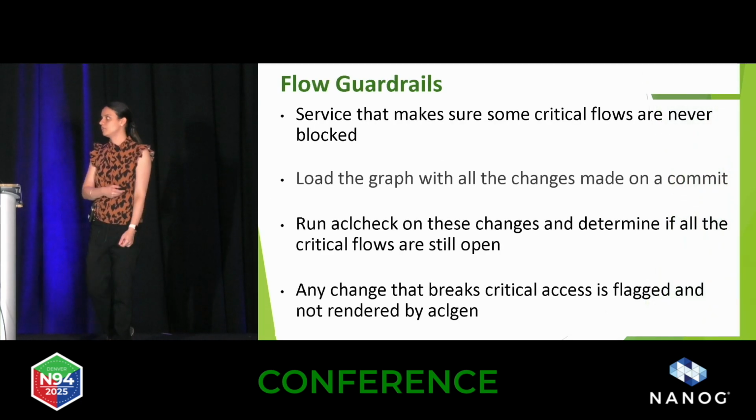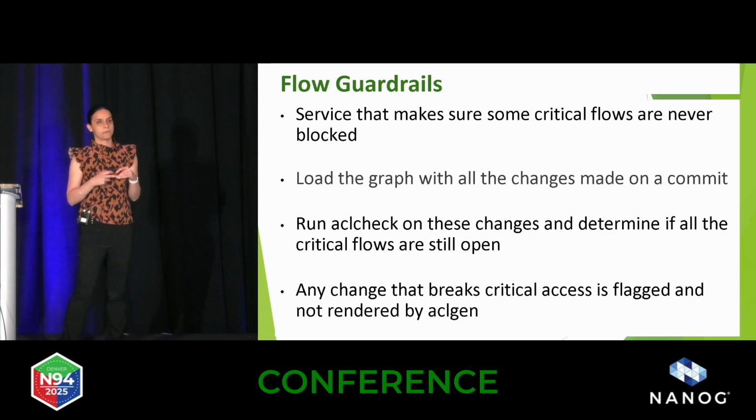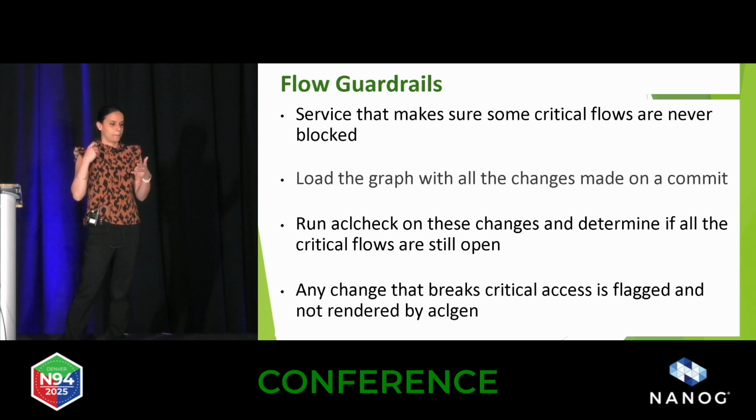The next service that we've built around Capirca is a flow guardrail. There are some flows that are absolutely important for our company to function. If we bring down those flows, users cannot connect to our family of apps, or issues like this might happen, or our infrastructure might go down.